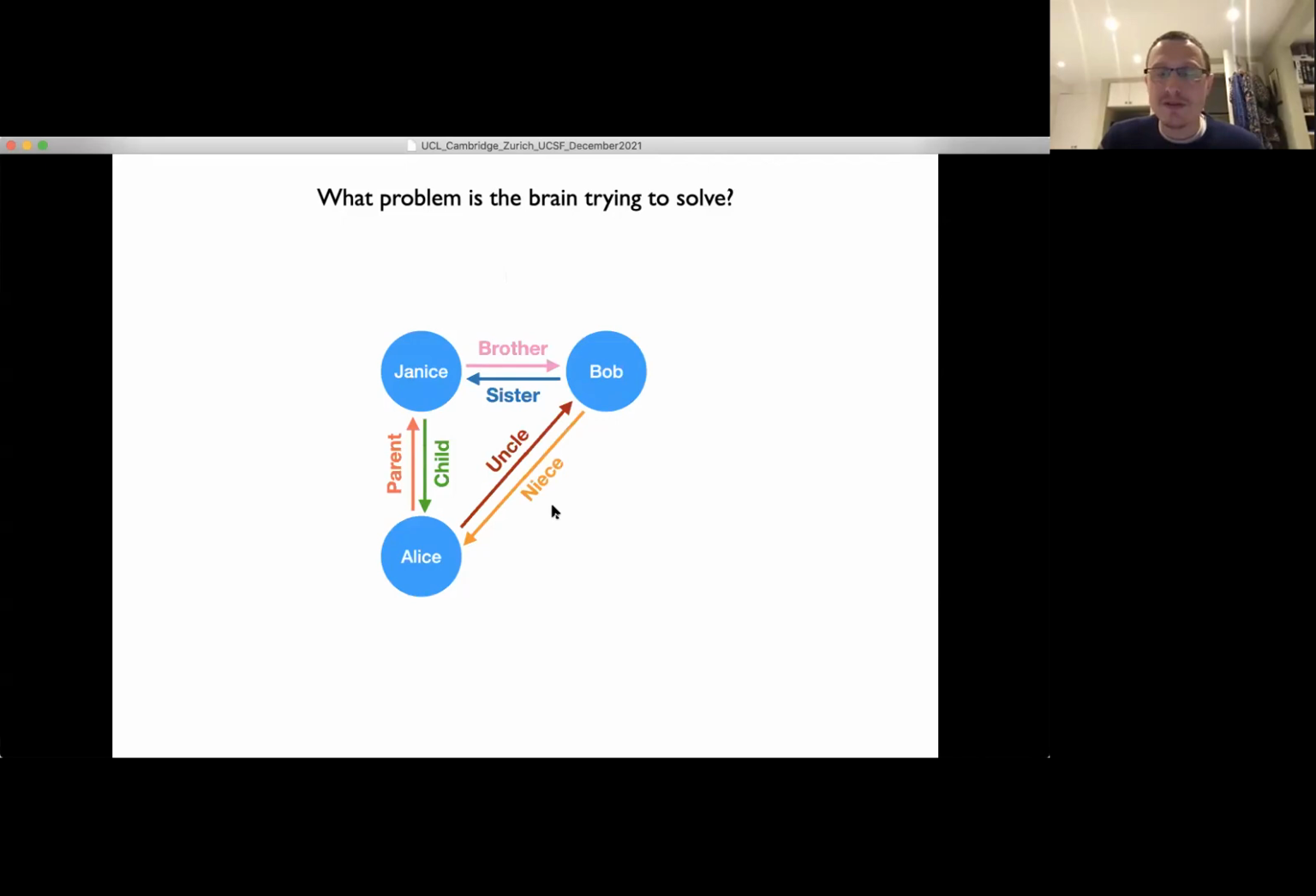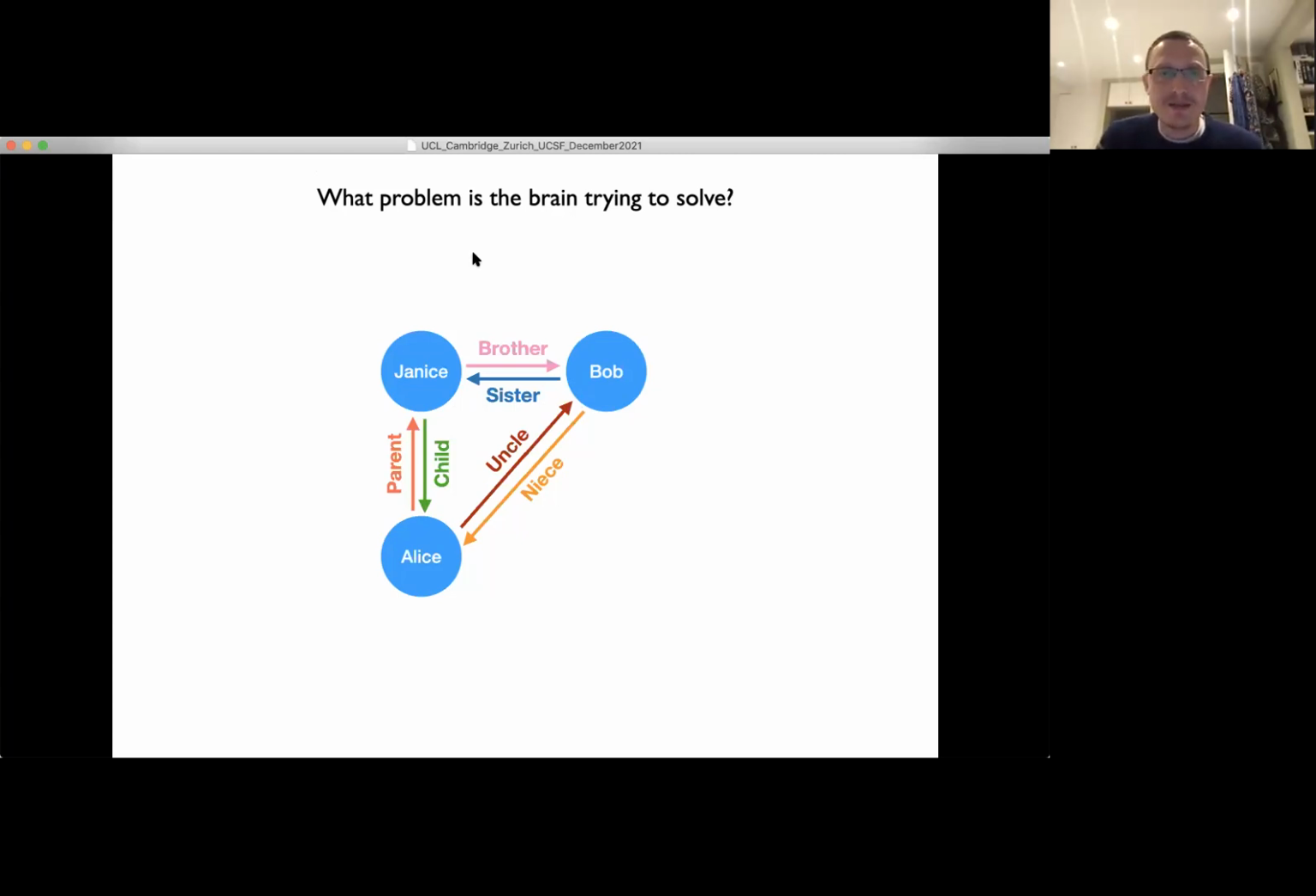So because you're able to somehow path integrate in this relational space that's non-spatial, you know what all the different relationships are and how they add up to each other. That lets you do a relational inference. You can make an inference about uncles in this case. That's one thing that needs to happen.